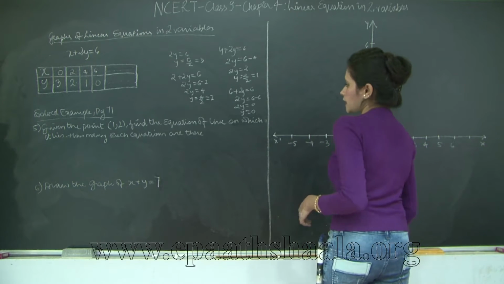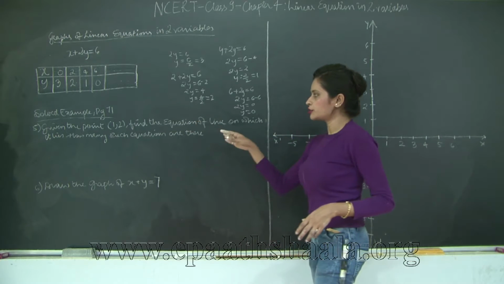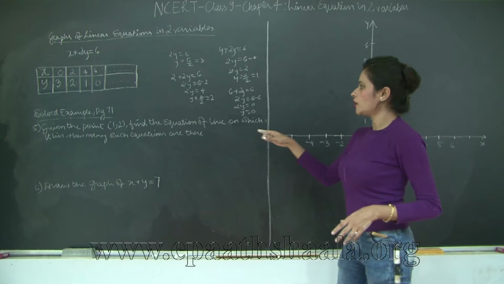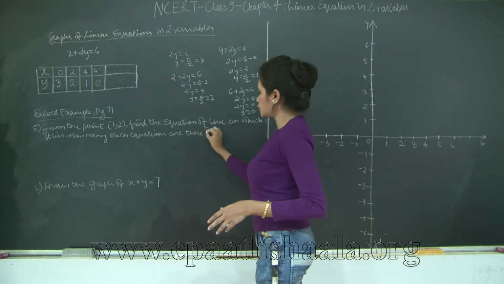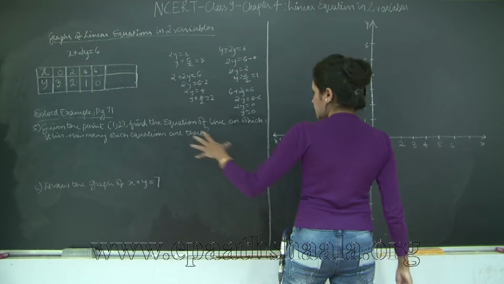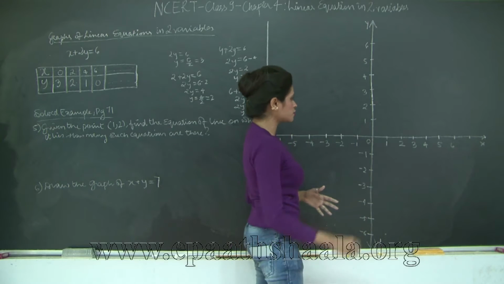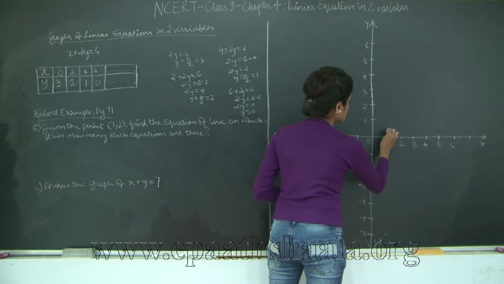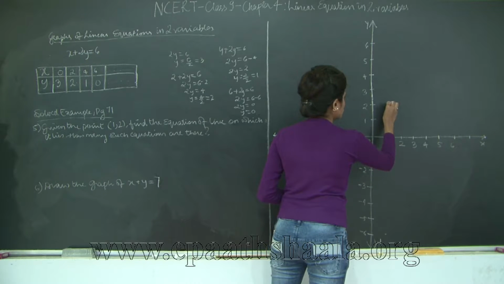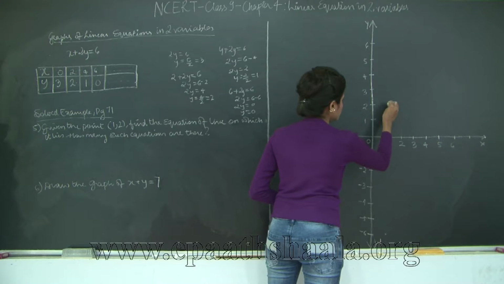Okay. So the second question, given the point 1, 2, find the equation of the line on which it lies. How many such equations are there? So now first let us locate our coordinate 1, 2. So this is 1 on my x axis and 2 is here. So where will 1, 2 be? 1, 2 is here. I'll mark it with the yellow chalk.